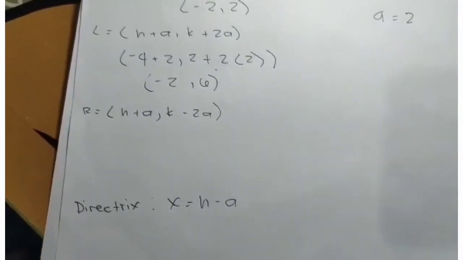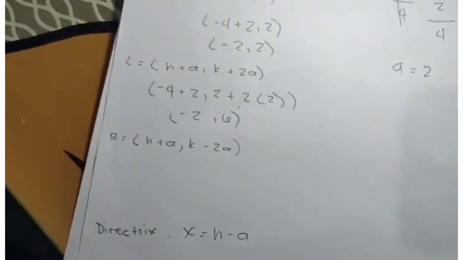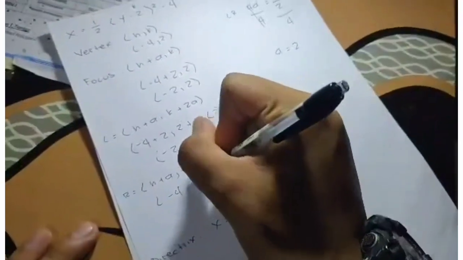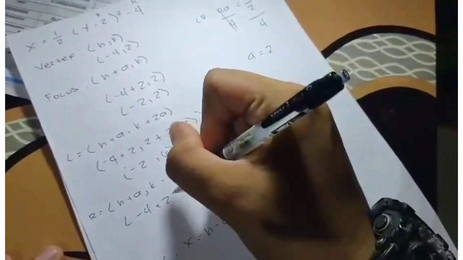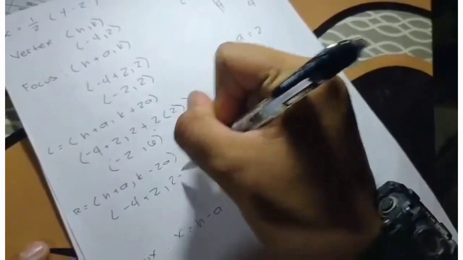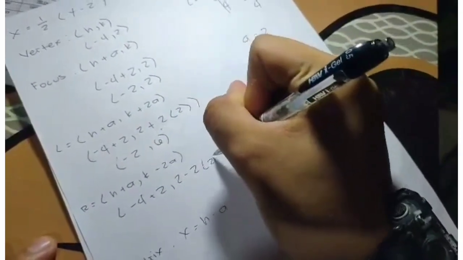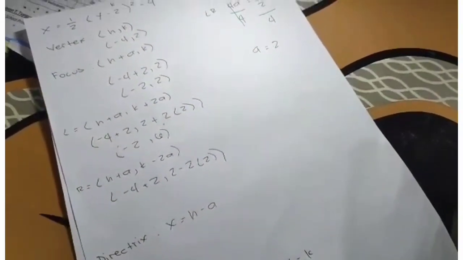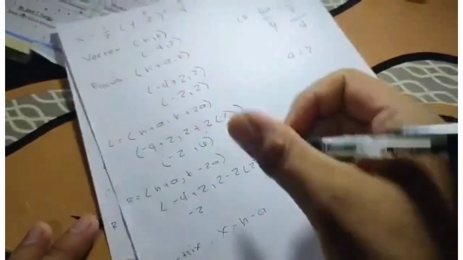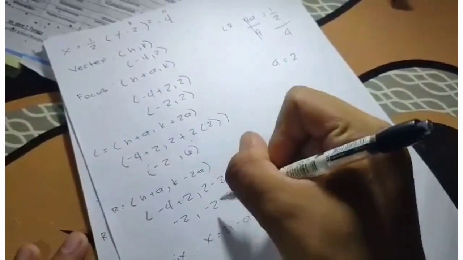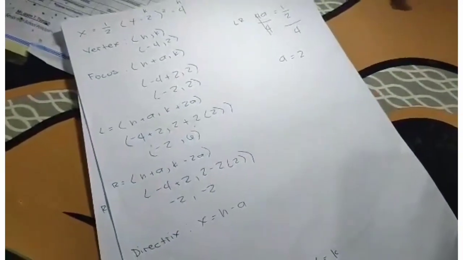Isosolve muna natin yung point dun sa right side ng parabola. So, ang h is negative 4. Then yung a natin is 2. Then yung k is 2 minus 2, yung a is 2. So, isosolve natin yung negative 4 plus 2. Ang makukuha nating sagot is negative 2. Then 2 minus 2 times 2 is negative 2 din. So, ang right side ng parabola is negative 2, comma negative 2.